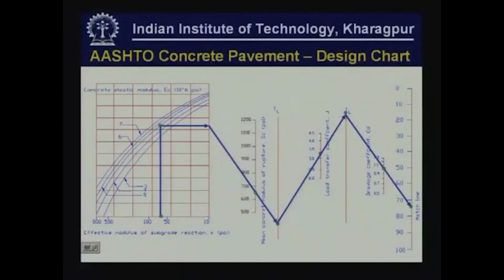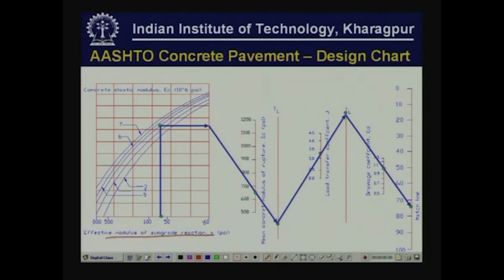How we start with is, we will start with the effective modulus of subgrade reaction K. This is the combined K value. Then these different lines give you for different modulus of concrete value. Then from this we go up to this, select the concrete modulus value, reach this vertical line, and this point will be connected to a point which corresponds to the concrete flexural strength.